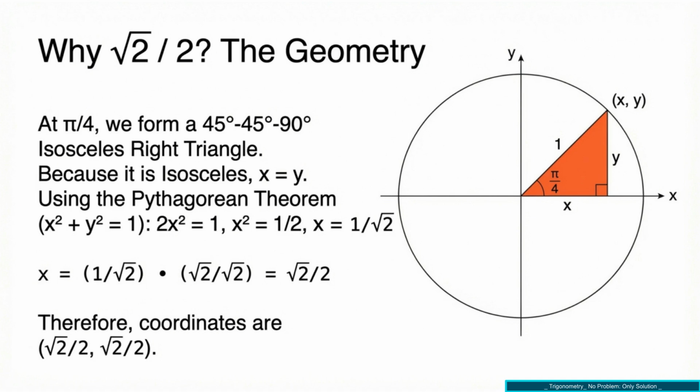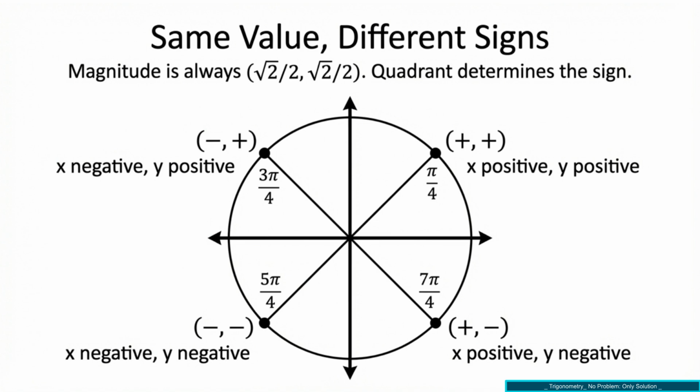At pi over 4, we form a 45 by 45 by 90 isosceles right triangle. Using the Pythagorean theorem, the coordinates are found to be the square root of 2 over 2 for both x and y. The magnitude of the coordinates is always the square root of 2 over 2. Only the quadrant determines the sign of the coordinates, as shown on the unit circle.